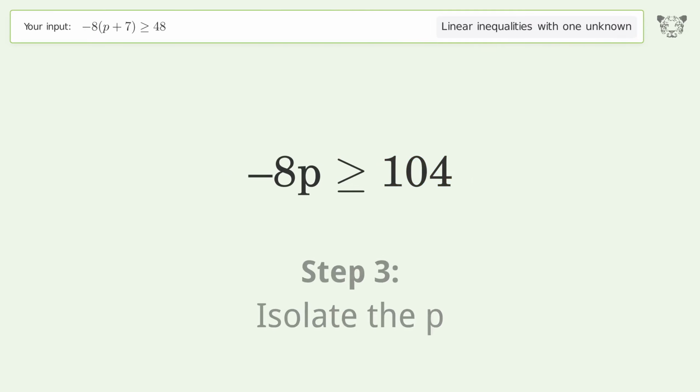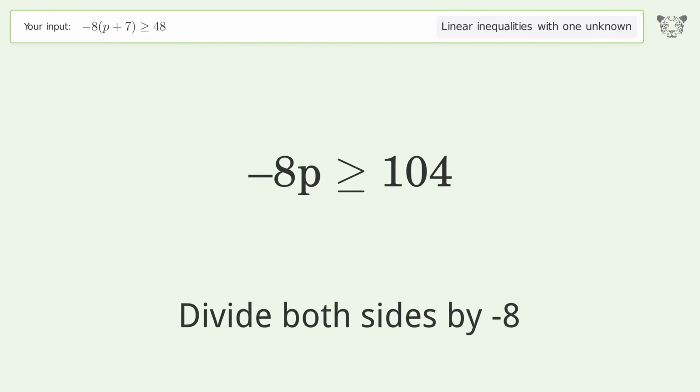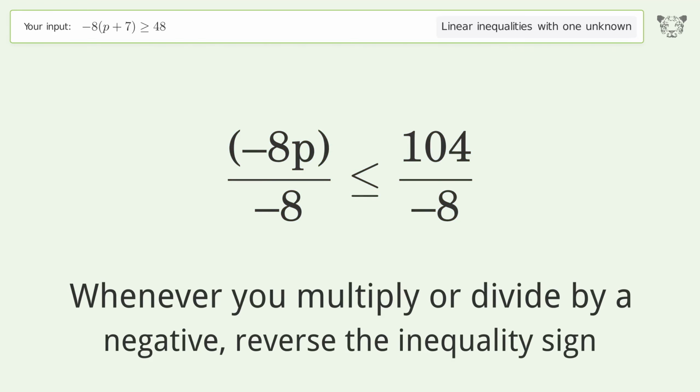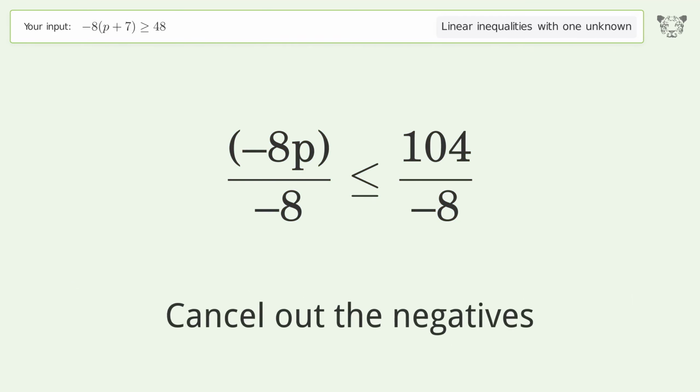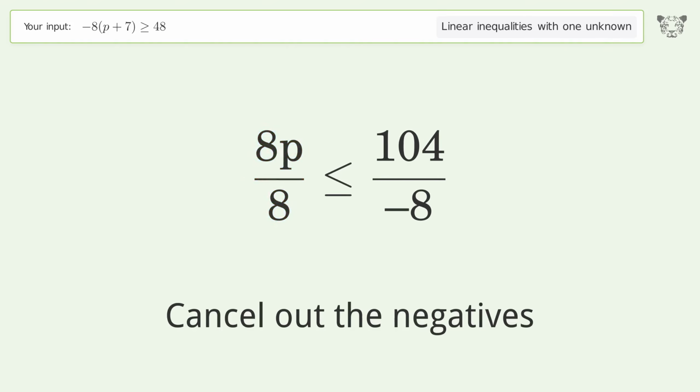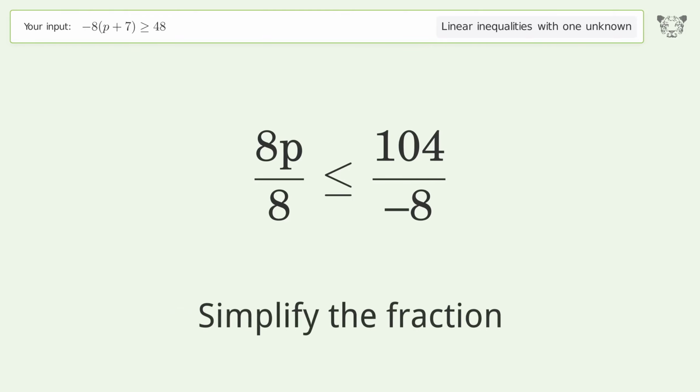Isolate the p. Divide both sides by -8. Whenever you multiply or divide by a negative, reverse the inequality sign. Cancel out the negatives. Simplify the fraction.